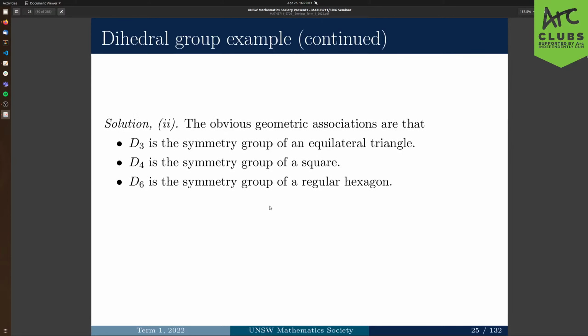So if we look at the geometric figures associated to each of these objects, well, I guess for 3, 4, and 6 it's pretty obvious because we had the intuition before. It's just the symmetry group of the regular n-gon. So for 3, this is just an equilateral triangle. For 4, it's just a square, and for 6, it's just a regular hexagon. So these are the regular n-gons for those values of n.